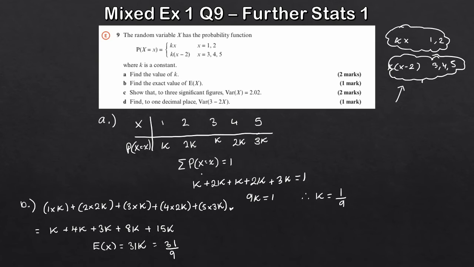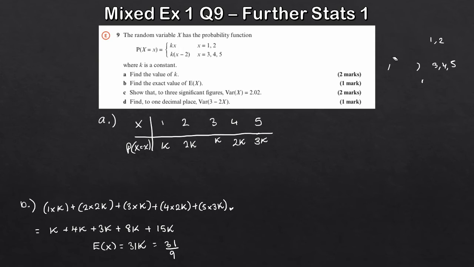Now part C, pretty similar. Remember the formula for the variance, so it's going to be E of x squared minus E of x all squared. So what I'll do is I'll erase this bit over here. I should have enough room to do it over here. Get rid of all this.